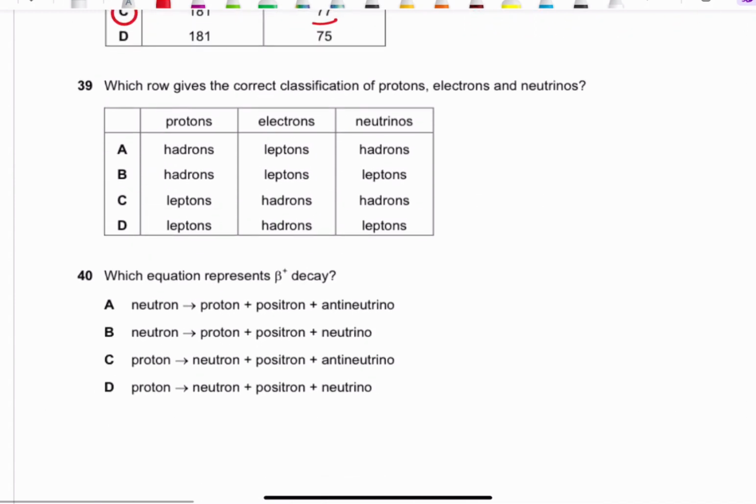Question 39, which row gives the correct classifications of protons? Protons are hadrons. What does it mean to say they're hadrons? They experience the strong nuclear force. So protons are hadrons. Electrons are leptons, sure, they do not experience the strong nuclear force. Neutrinos are also leptons, so it can't be A. Move on to B. Protons are hadrons, leptons, so the answer is B.